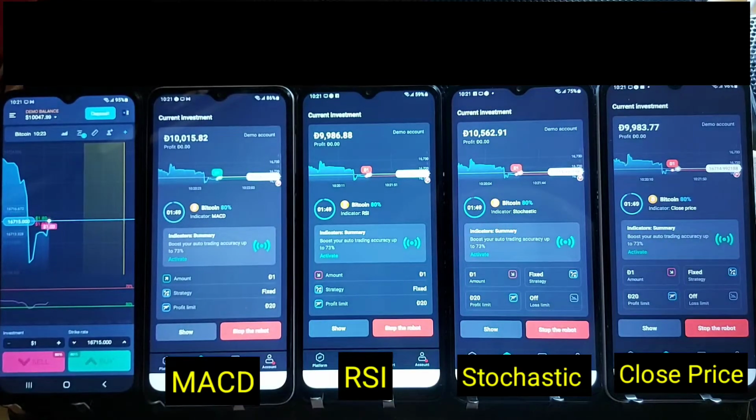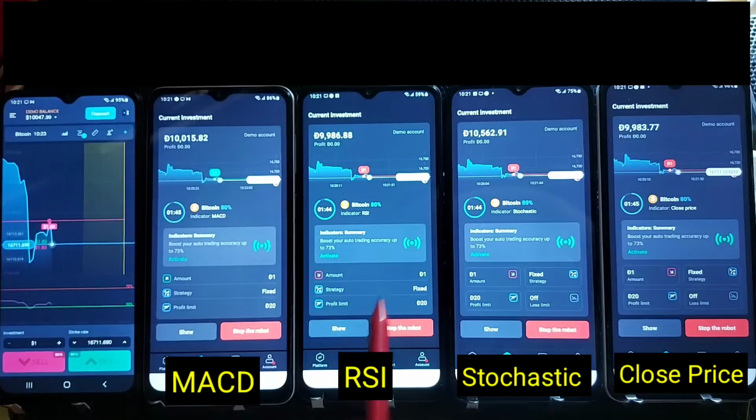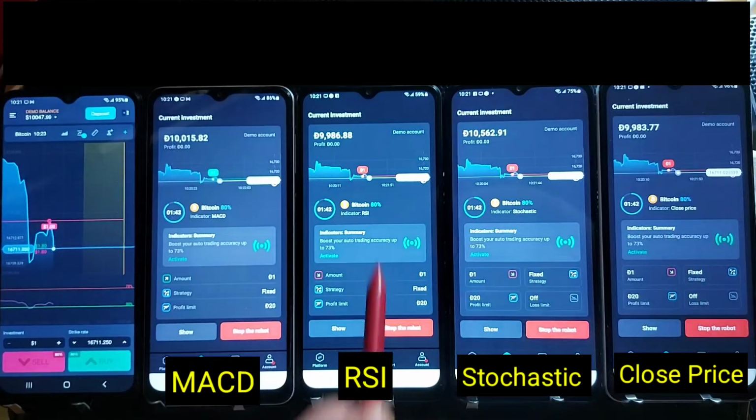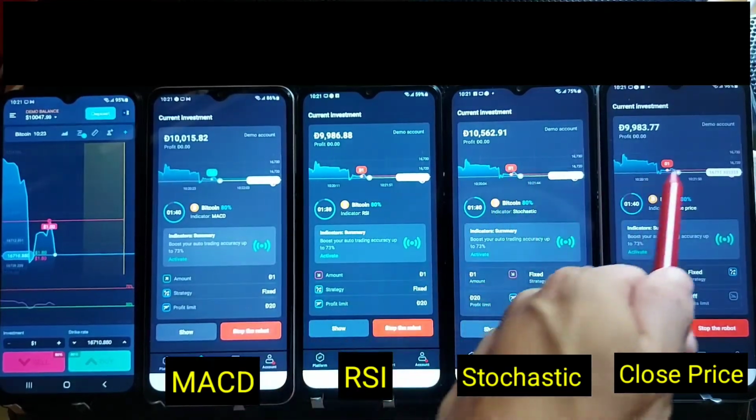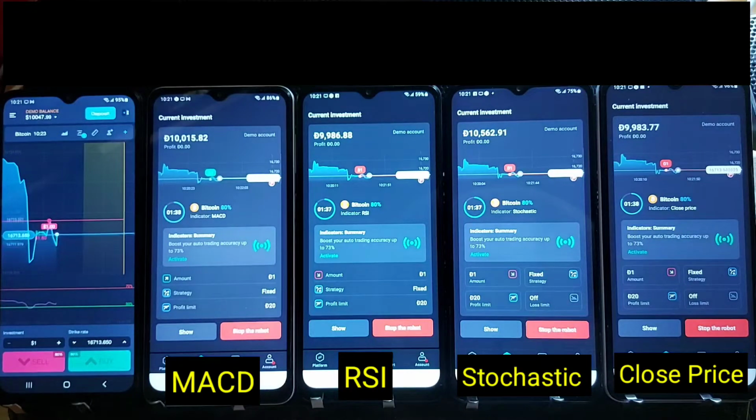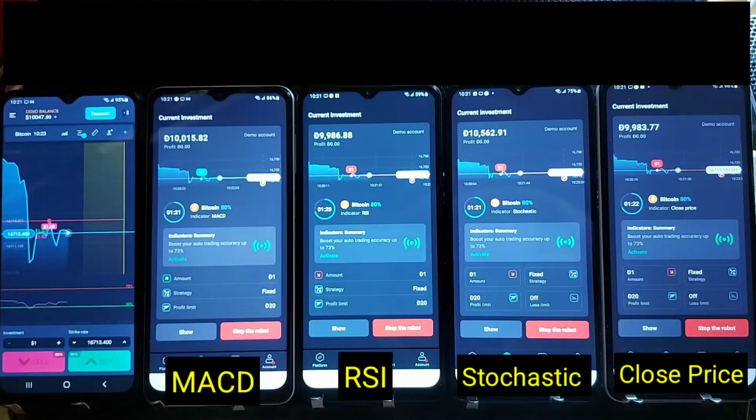We have three indicators indicating that prices will go down: the close price indicator, the stochastic indicator, and the RSI indicator. Meanwhile, the MACD indicator is indicating that prices will go up. So we follow the majority. We press the sell button and we wait to see if the prediction of the majority will be correct or wrong. We will test this for about 5 times to see the accuracy of these trading robots.